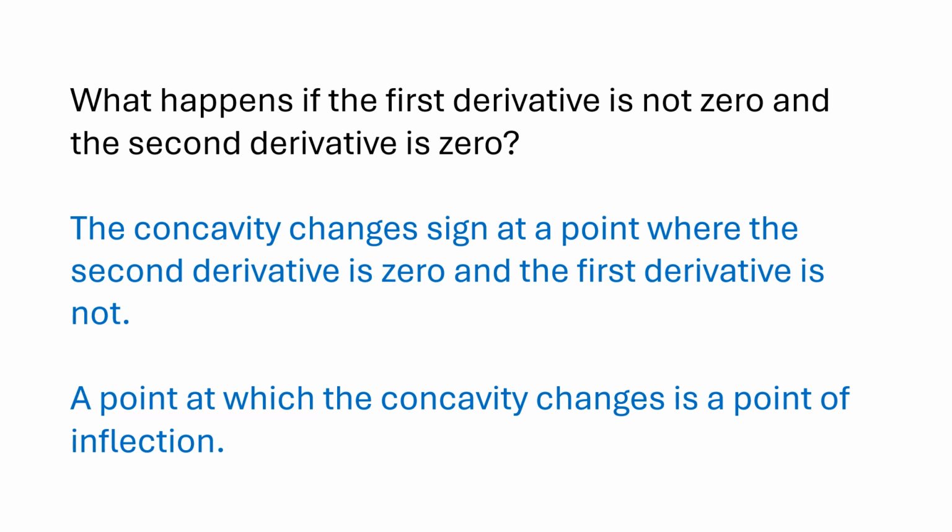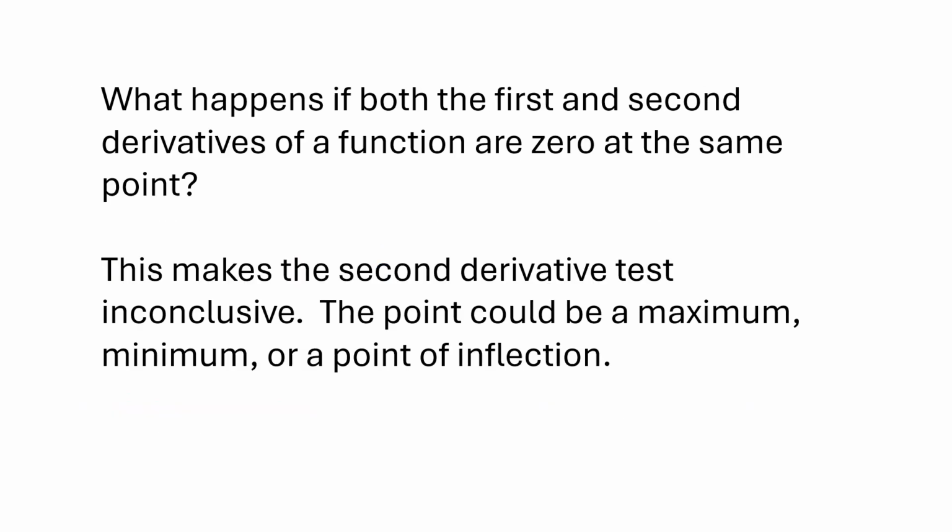Well, what happens if the first derivative is not 0 and the second derivative is? The concavity changes sign at a point where the second derivative is 0 and the first derivative is not. So we go from positive to negative, we change concavity. We change from negative to positive, we change concavity. A point at which the concavity changes is called a point of inflection. So that takes care of the definitions.